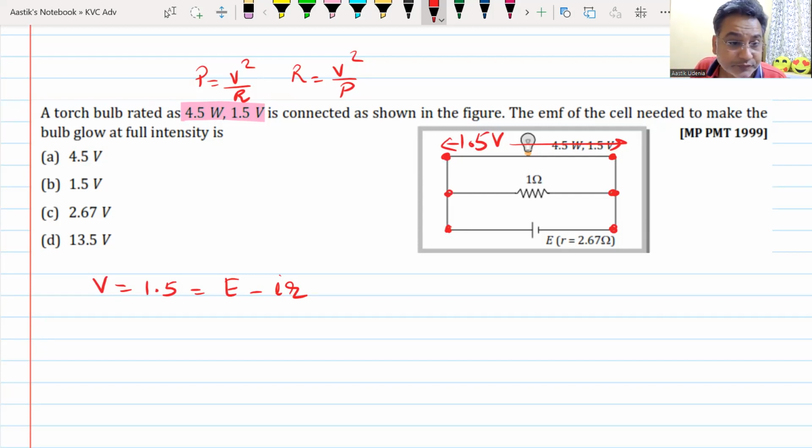So your battery's EMF will be 1.5 plus I into r. The internal resistance is already known, 2.67. Yes or no? Yes, sir. From there you can find out the current, the total current in this circuit, I.